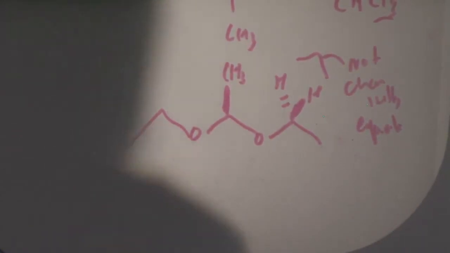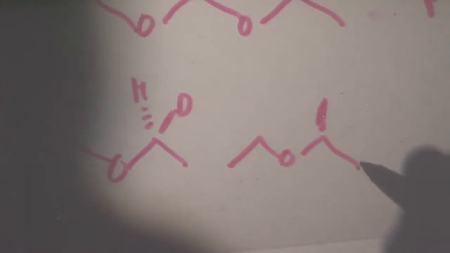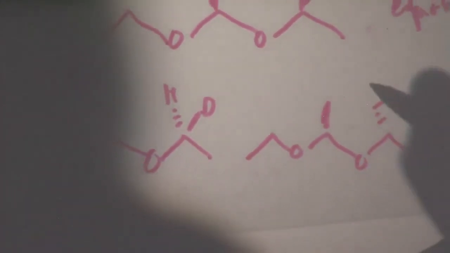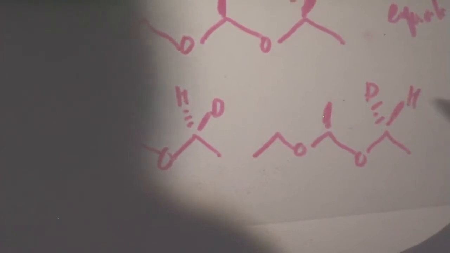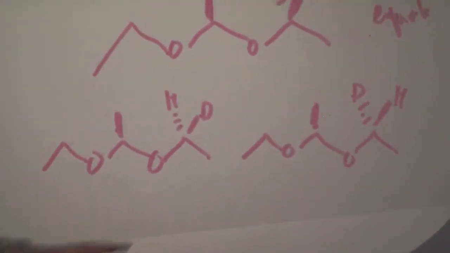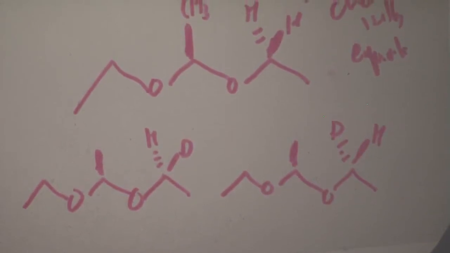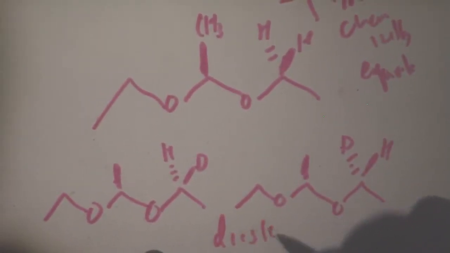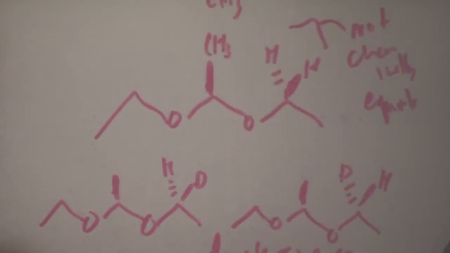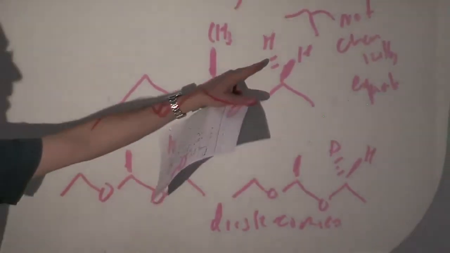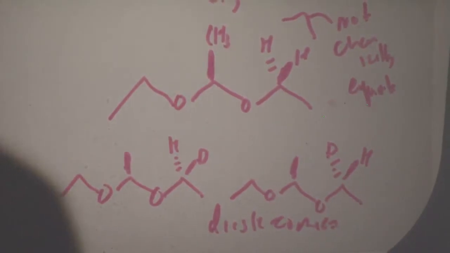Another way to think about it, and I think the easiest way to keep your head on straight, is to think about it rigorously. You imagine replacing one of them with a deuterium, then replacing the other of them with a deuterium, and the molecules that you get are diastereomers. In other words, these 2 protons are diastereotopic.